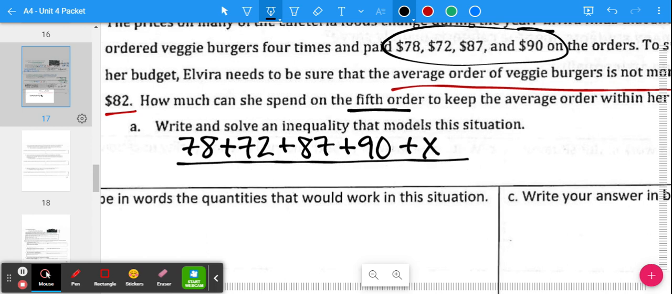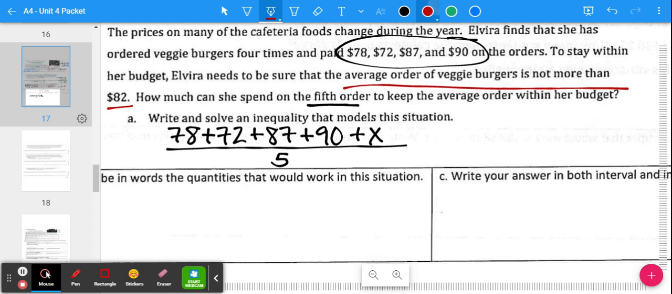And when you find the average, you add up all of your values and you divide by the total number of values. So we have 5 orders, $78, $72, 87, 90, and our unknown fifth order. And it says that it wants to be not more than, which means it's going to be less than 82. Now, because it wants to be not more than, it can also be equal to that 82. Okay, it just cannot be more than $82.